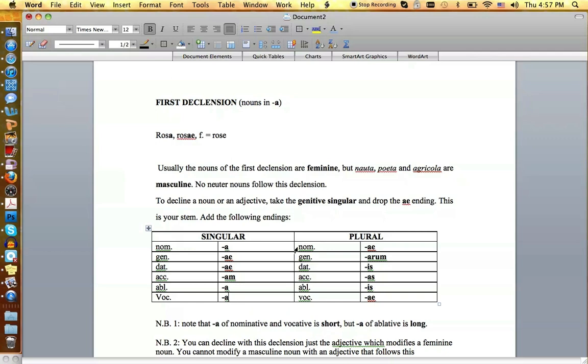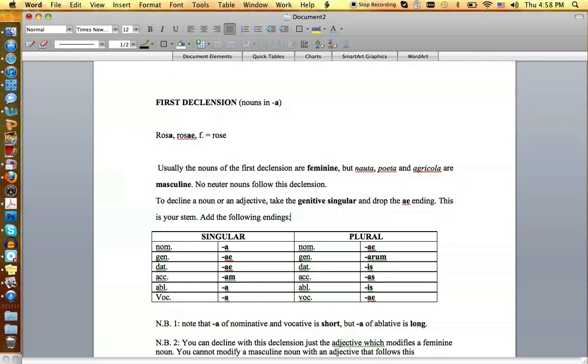Exactly the same thing for the plural. The plural has just different endings. But as you can see, there are similarities in the sense that even in the plural, nominative and vocative have the same endings, ae. The dative plural and the ablative plural are the same, is. The accusative plural is as, while the singular was am. The genitive plural is arum. So ae, arum, is, as, is, ae.